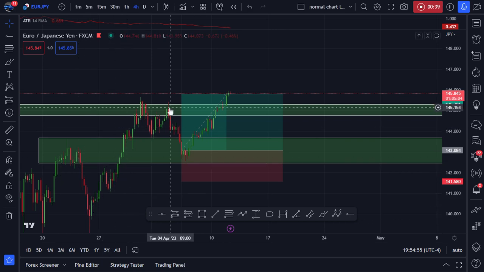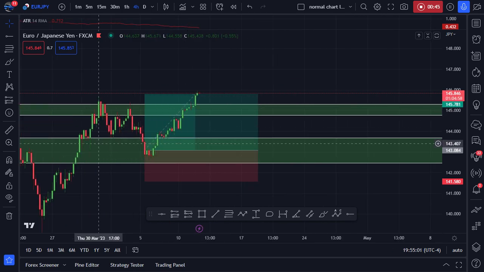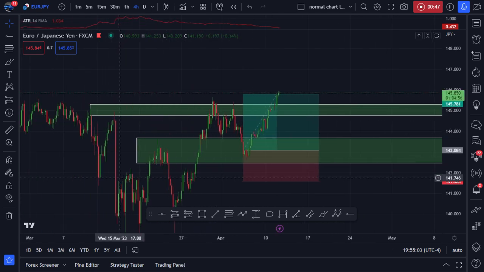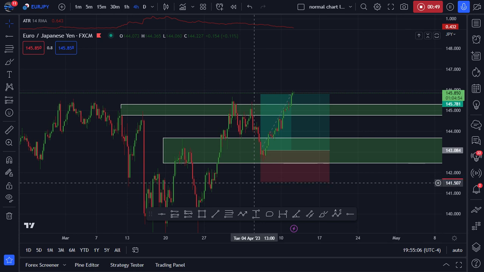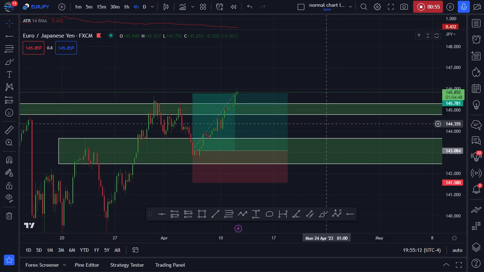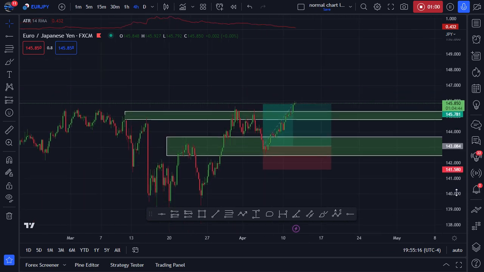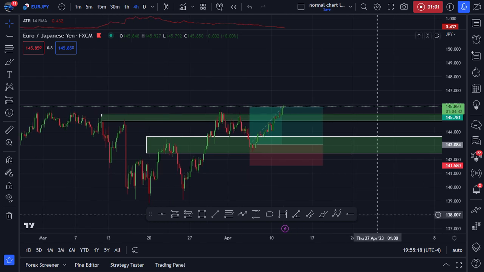It went back and hit this resistance right here, and it went completely down to the support, and then it absolutely skyrocketed. I think this trade only lasted me like 3 or 4 days. So let me explain to you how I caught this trade.